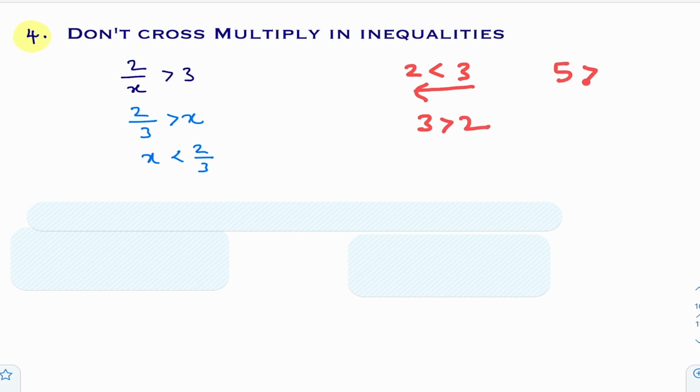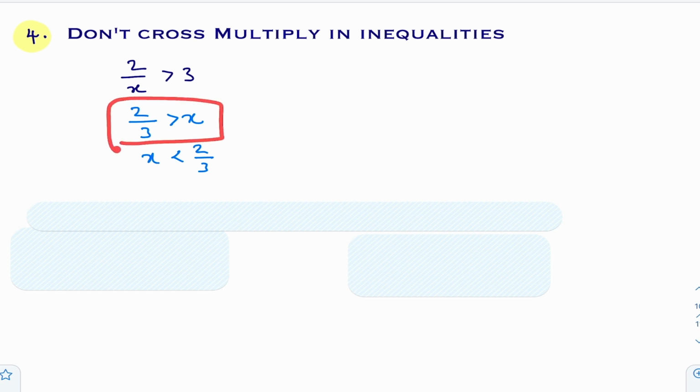Suppose 5 is greater than 2. When I write the reverse order, this inequality changes: 2 is less than 5. Okay. So here I got like this. This can be written like this, x less than 2 by 3.